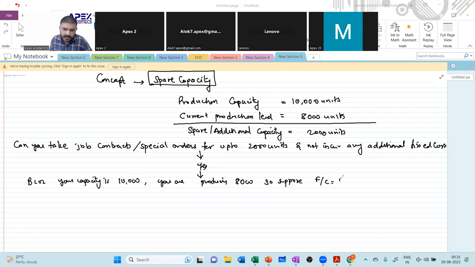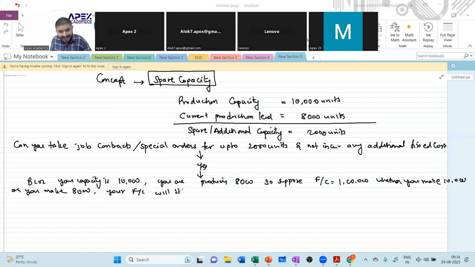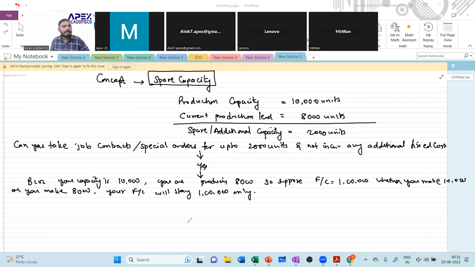So suppose fixed cost is equal to 1 lakh. Whether you make 10,000 or you make 8,000, your fixed cost will stay the same. 1 lakh only. Now suppose you get a special order. Suppose you get a special order of say up to 2,000 units.